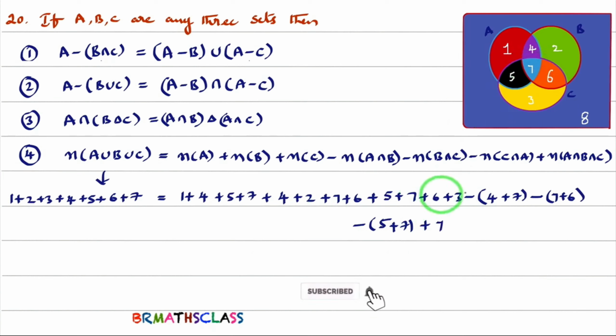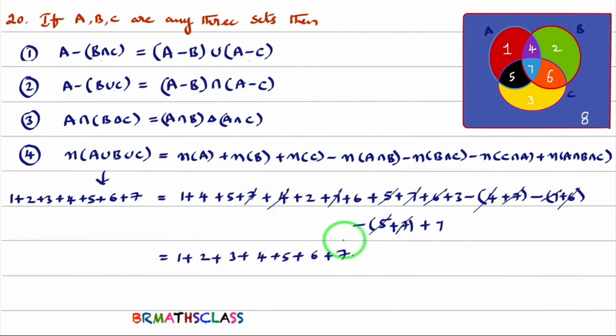Okay. Now you see here minus 4, here plus 4, here minus 7, here plus 7 will get cancelled. Here minus 7, here plus 7 will get cancelled. Here minus 6, here plus 6 will get cancelled. When we multiply with minus, here minus 5 plus 5 will get cancelled. Minus 7 plus 7 will get cancelled. What is remaining here? So you observe here, left hand side part is 1 plus 2 plus 3 plus 4 plus 5 plus 6 plus 7. Right hand side part is also 1 plus 2 plus 3 plus 4 plus 5 plus 6 plus 7.